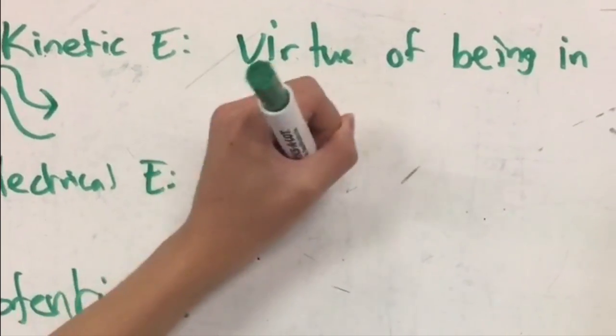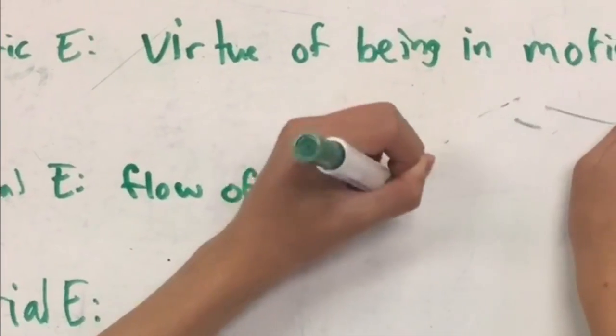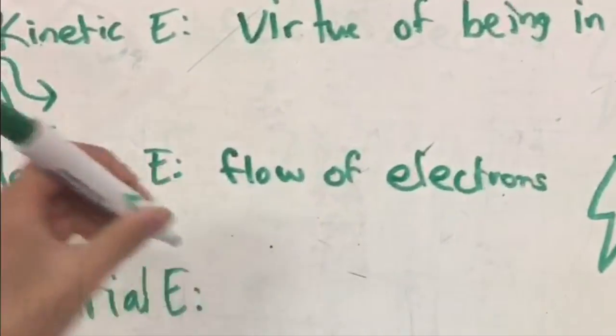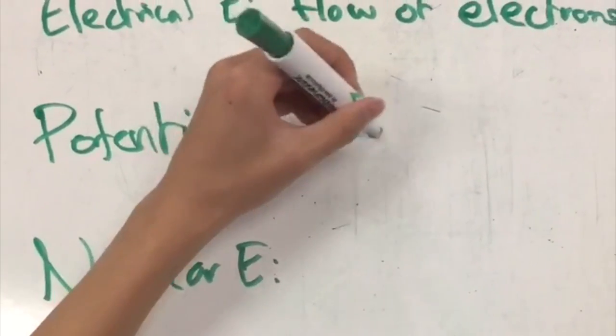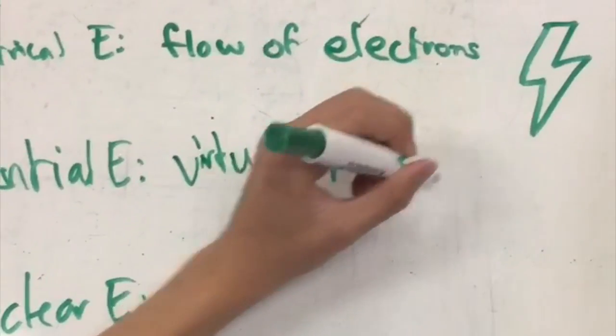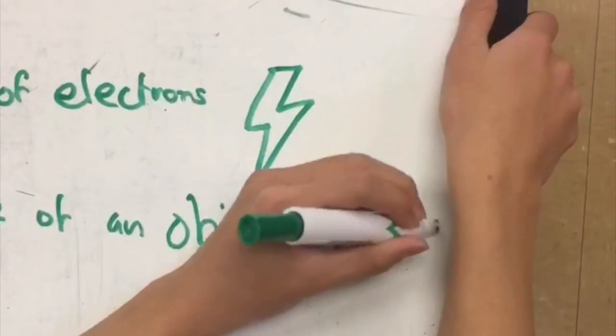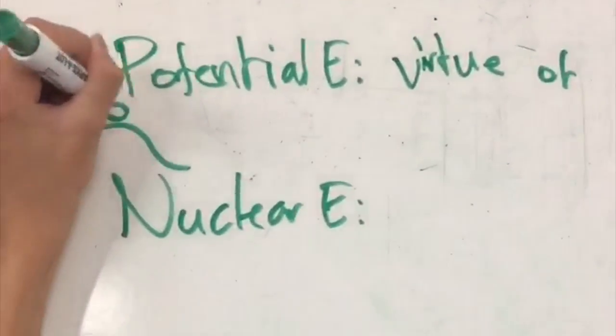Electrical energy is energy associated with the flow of electrons, which can be represented by the lightning. Potential energy is energy available by virtue of an object's position, which can be represented by a ball being on top of the hill, but it's not moving, which is important.